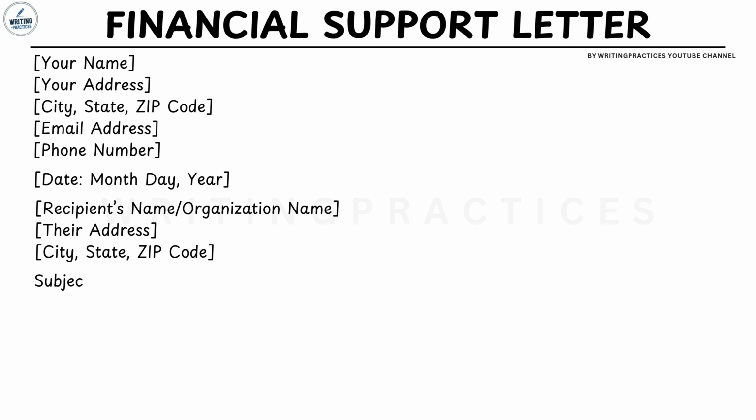Step 4. Subject line. After the recipient's information, include a subject line to make the purpose of your letter clear. It might look like this: Subject: Request for Financial Support. A subject line makes your intent stand out right away. Keep it brief but specific to the reason for your request.